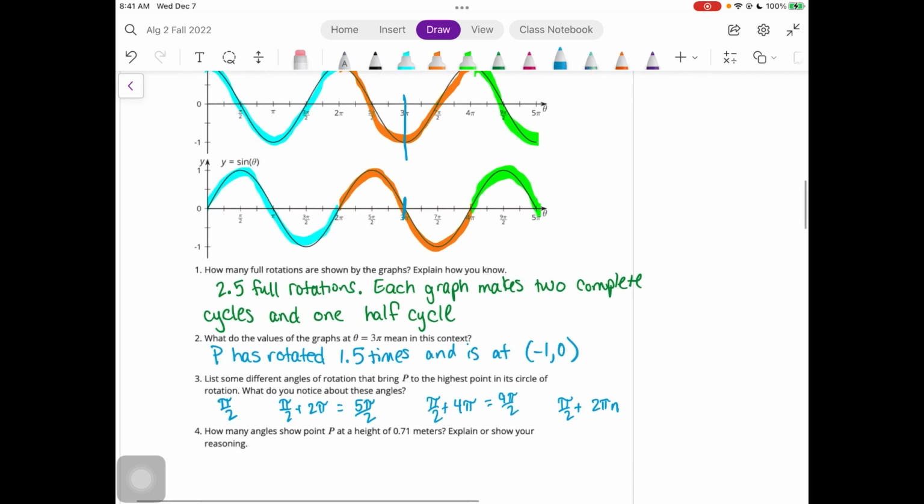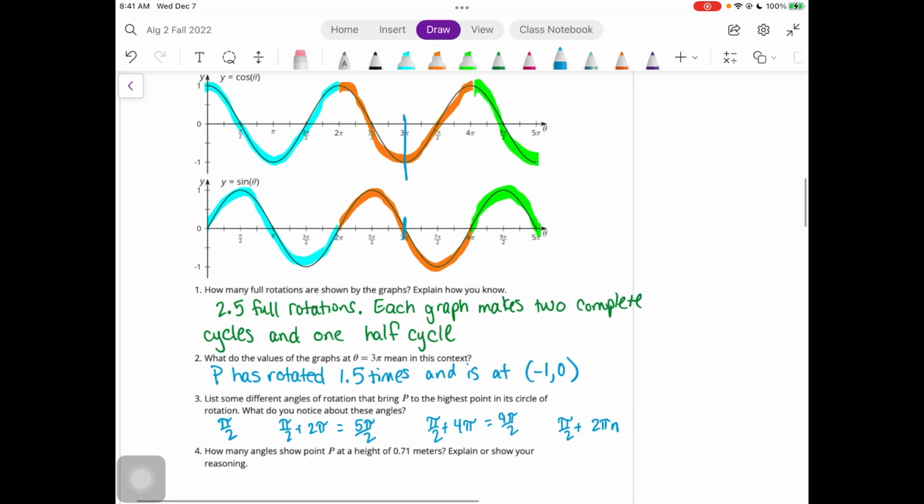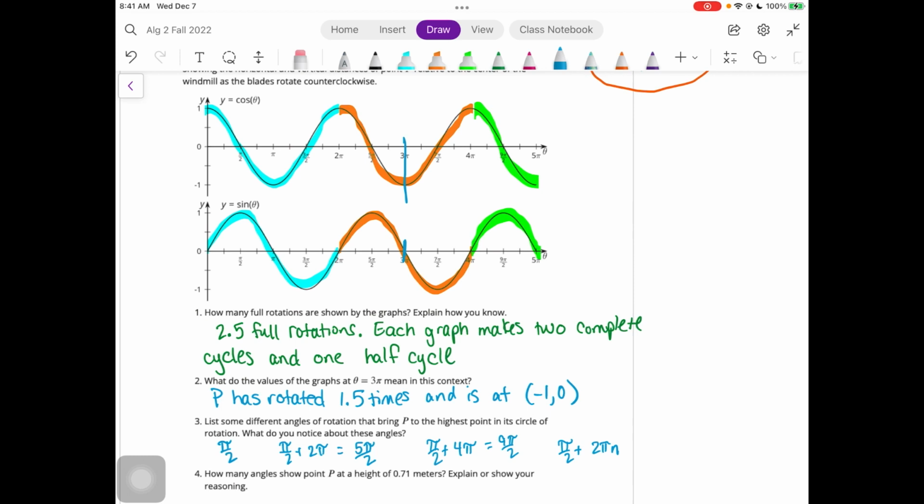All right, and then number 4, how many angles show point P at a height of 0.7 meters? When we look at this, you might see that it's at different places depending on whether you're looking at the sine graph or the cosine graph. If we draw a horizontal line, we're talking about a height of 0.7. So that's right about here. And so you see 1, 2, 3, 4, 5 for cosine. But then if you look at sine, you're going to see 1, 2, 3, 4, 5, 6. So it depends on which one you are looking at.